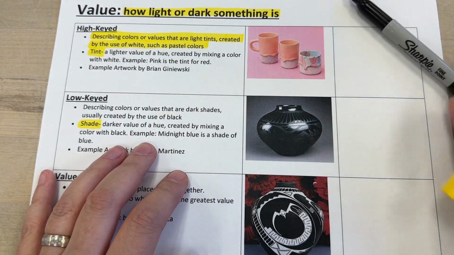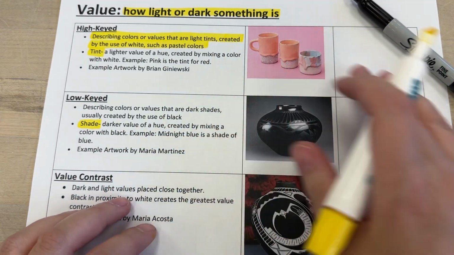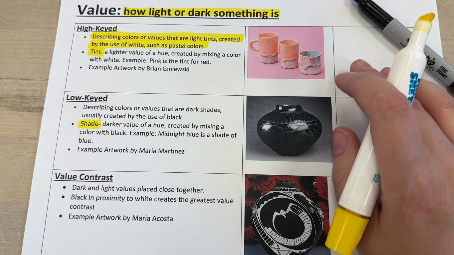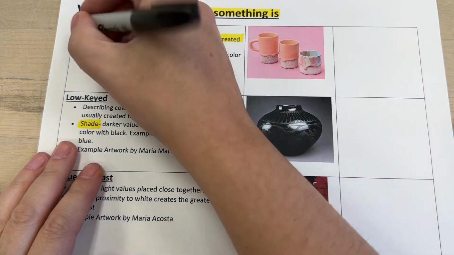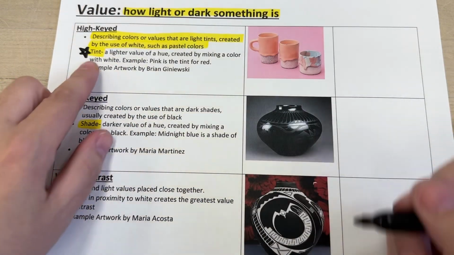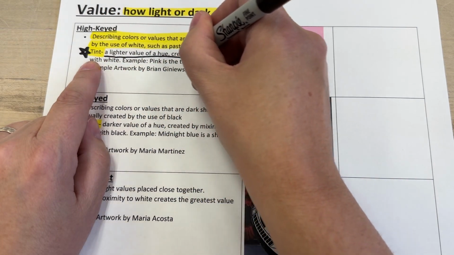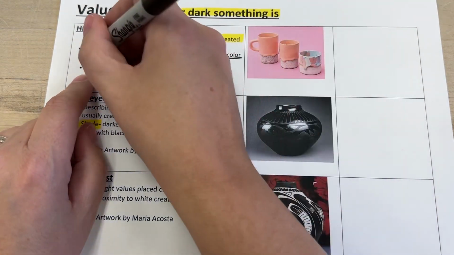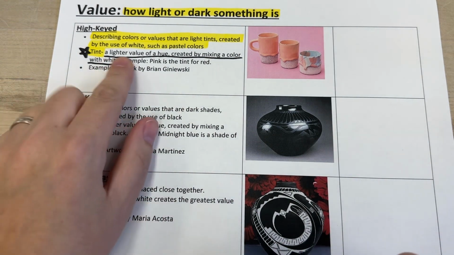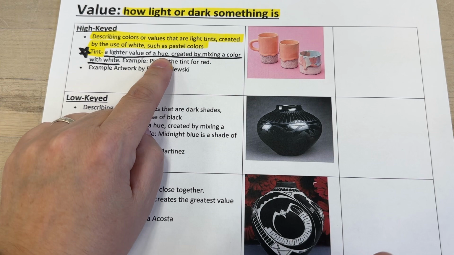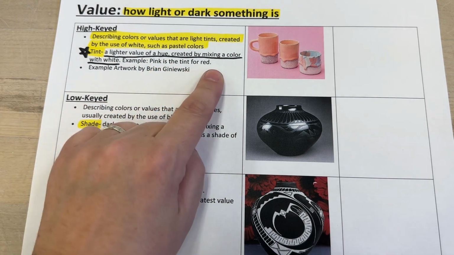Now, I realize using a black pen to do high keyed isn't going to work out very well. So you're going to want to use some colored pencils to color in your artwork, but I want to make sure that you have all the definitions. Put a little star next to tint and then underline it. A tint is a lighter value of a color or hue, created by mixing a color with white. Pink is the tint for red.